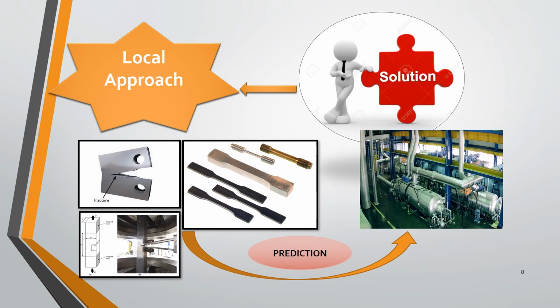So this is the cheapest way. The cheapest way is starting from small scale specimens to the large scale in reality, for example, pipelines. So how can we start, for example, from CT or from SENT specimens, then we can predict the failure of pipelines.